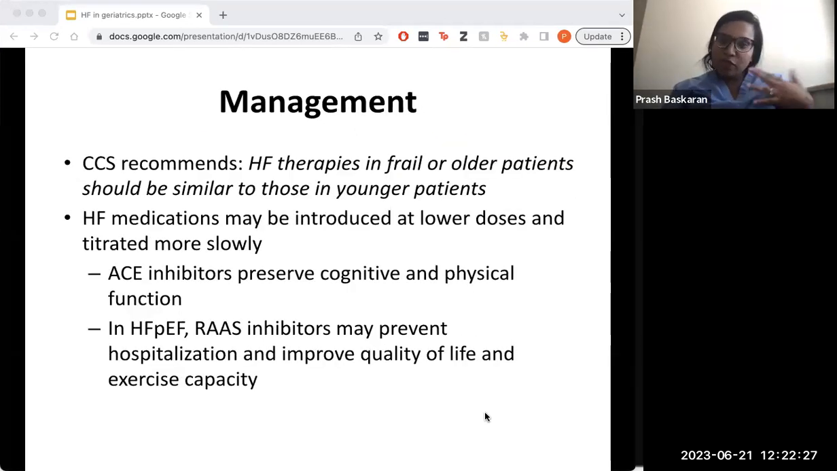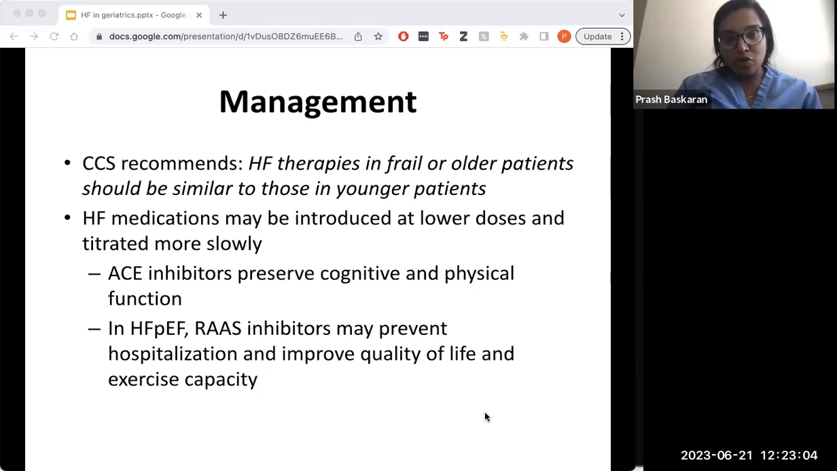All right, so the last few slides will focus more on management strategies in these frail populations. The CCS recommends that heart failure therapies in frail or older patients should be similar to those in younger patients. According to them, heart failure medications may be introduced at lower doses and titrated more slowly, but we have multiple pieces of evidence in my previous slides, as well as in analysis of other landmark studies, that medications improve factors other than just plain symptom management in heart failure.